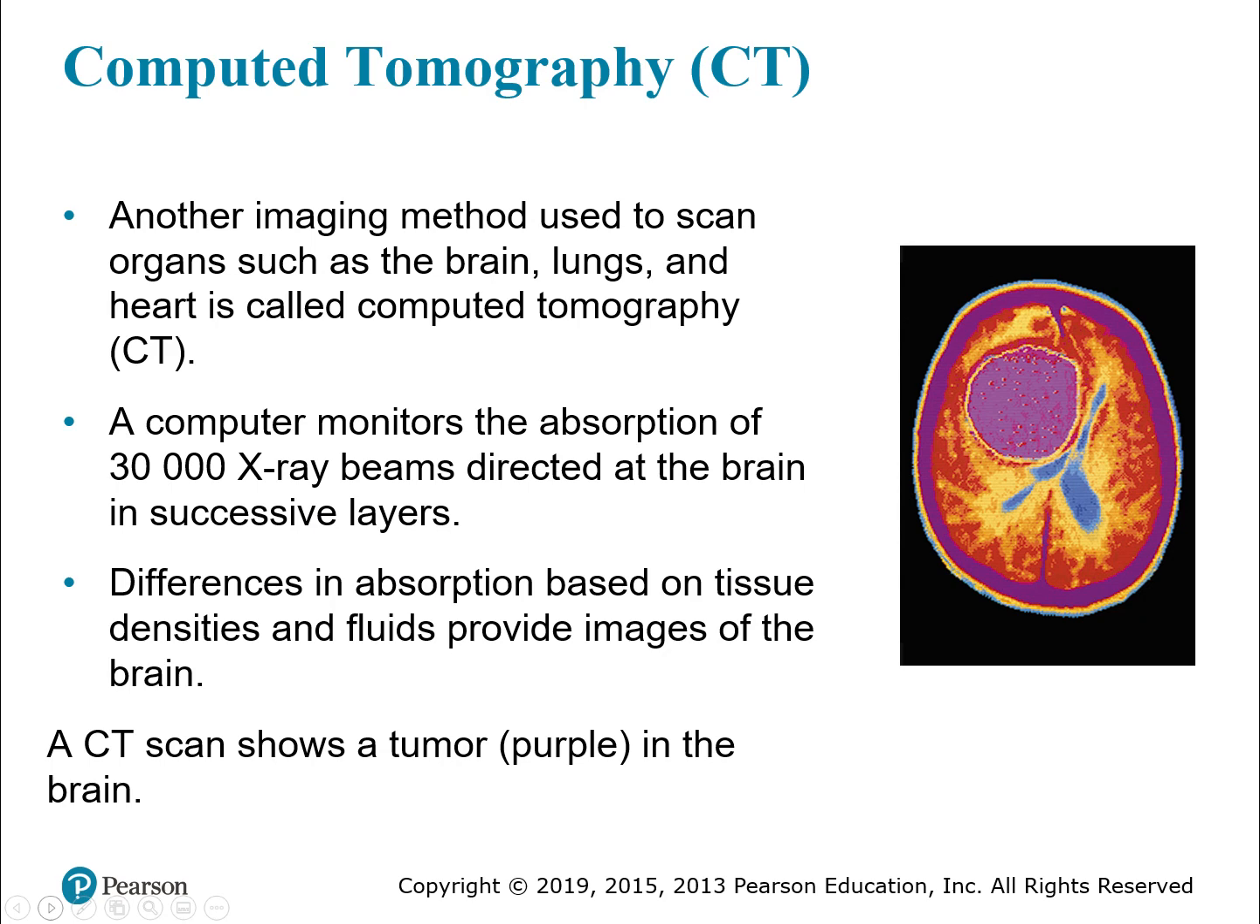Then there's computed tomography, or CT scan. You can look at the brain, lungs, the heart. A computer monitors the absorption of all these X-ray beams, and you can direct it at the brain or whatever other organ in successive layers, so different penetration. And the differences in absorption based on the tissue densities can provide a map of the brain. With that, you can look at the different structures of the brain, and you can identify tumors, for example.